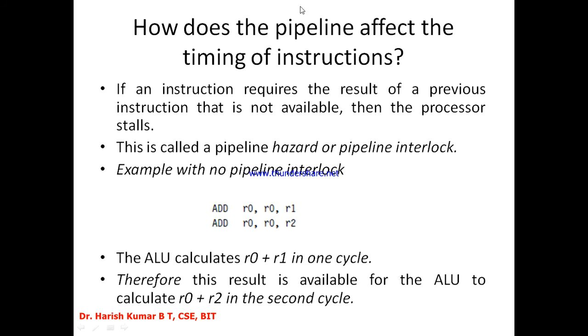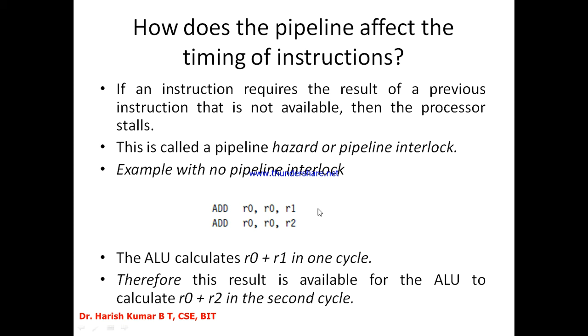Now, how does the pipeline affect the timing of the instruction? Here I have an example. How is the pipeline going to affect the timing, or in other words, why is it not possible to perform the execution of the next instruction in its designated clock cycle? That is what we are going to learn here, and we call it pipeline hazard or pipeline interlock. If it's not possible for you to perform the execution of the instruction inside the pipeline in its designated clock cycle, then we say it is a pipeline hazard or a pipeline stall.